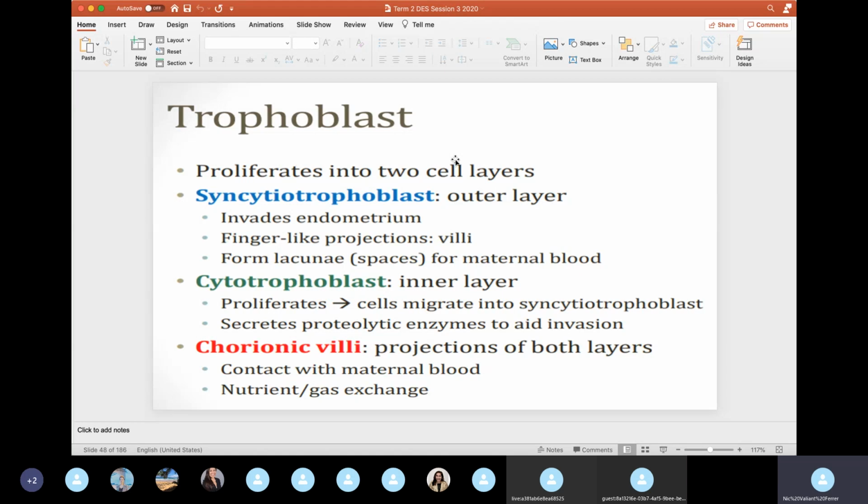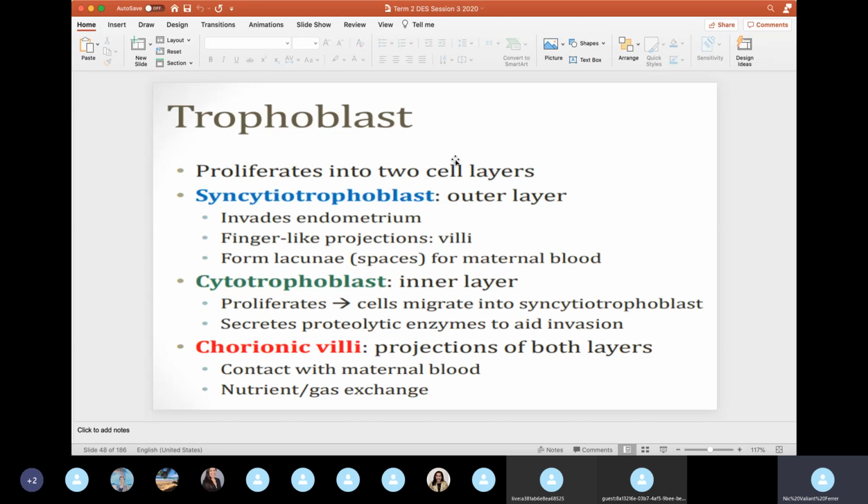It invades the endometrium. It has finger-like projections like your villi. It forms lacunae for your maternal blood. The cytotrophoblast, on the other hand, is the inner layer. It secretes proteolytic enzymes to aid in the invasion of your decidua. And the chorionic villi are the projections of both layers. This is the one that has contact with the maternal blood.